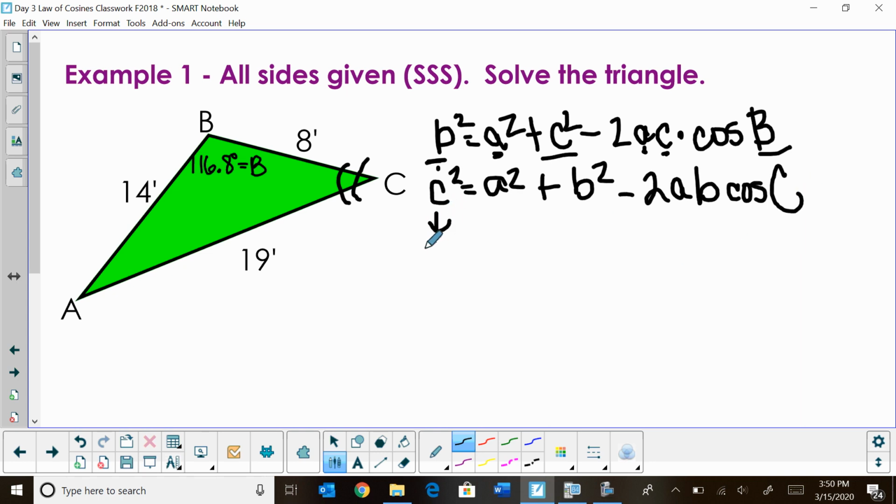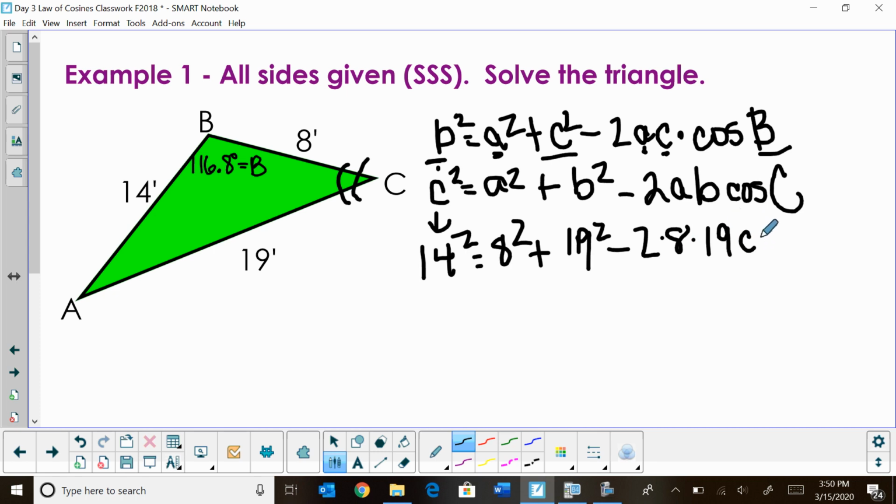Now let's plug in. So we have 14 squared minus 8 squared plus 19 squared minus 2 times 8 times 19 cosine C. So now we've got to work backwards. We're going to square the 14. Well, we just did that. That's 196. And 8 squared, that's 64. And 19 squared, that was 361.